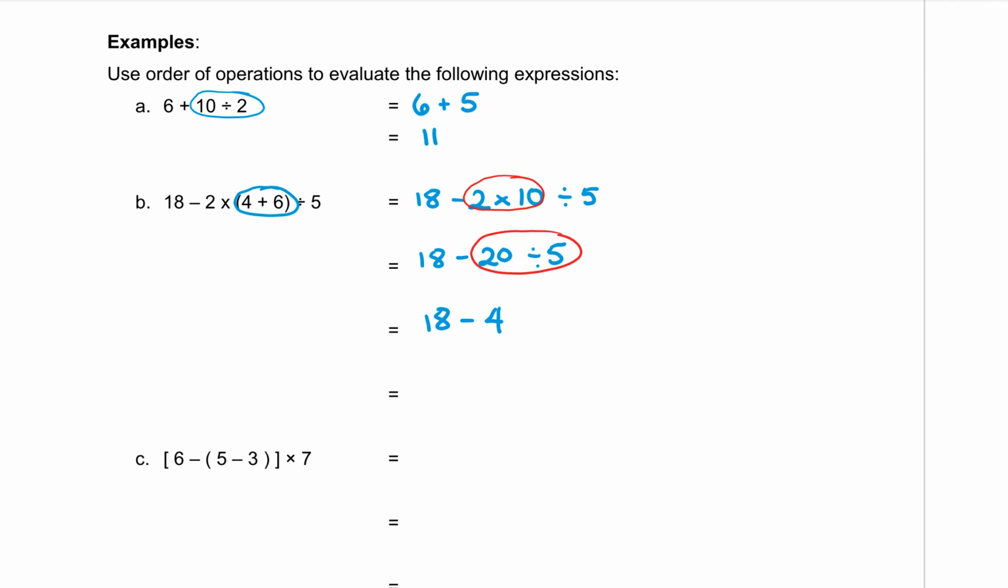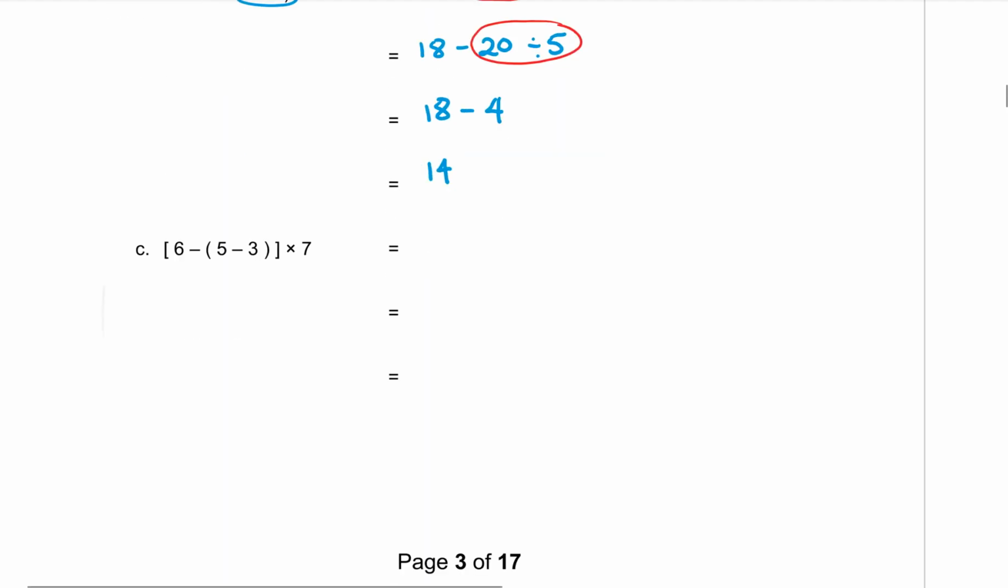Okay, and then finally, addition and subtraction is the third step. So we do this subtraction. 18 minus 4 is 14. Okay, so try to set your questions out just like this, all your equal signs underneath each other, showing each step as you go. Let's try again for part C.